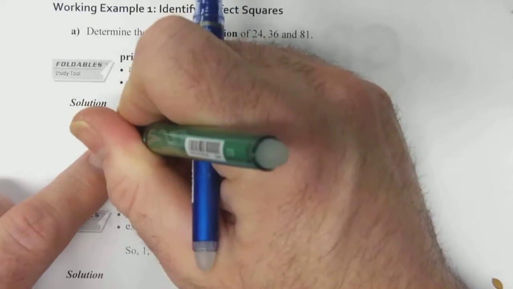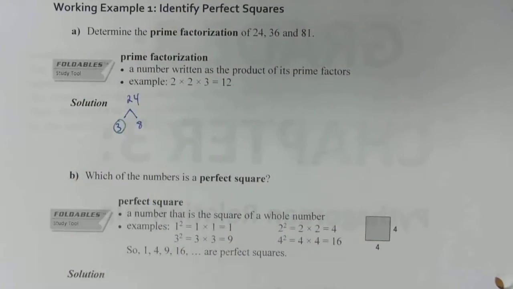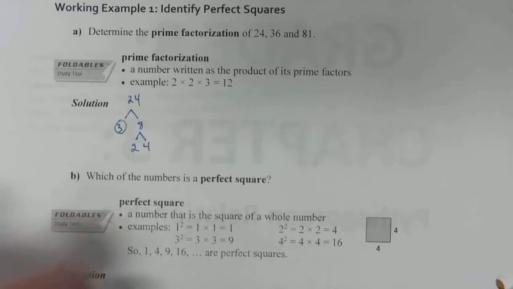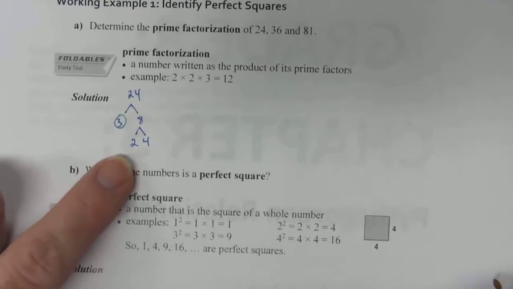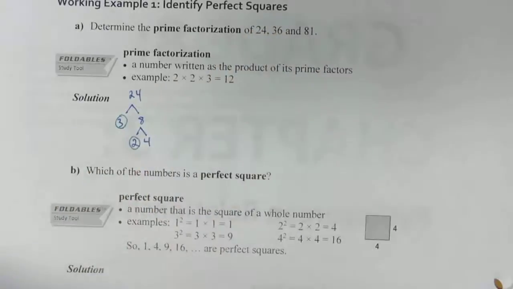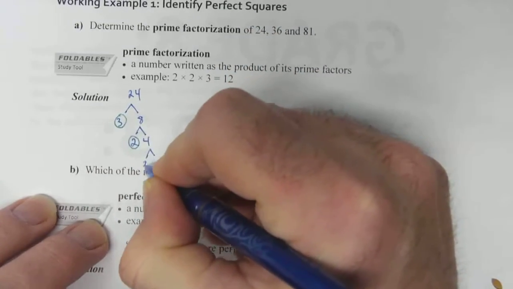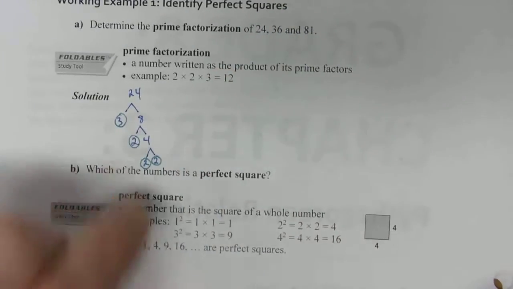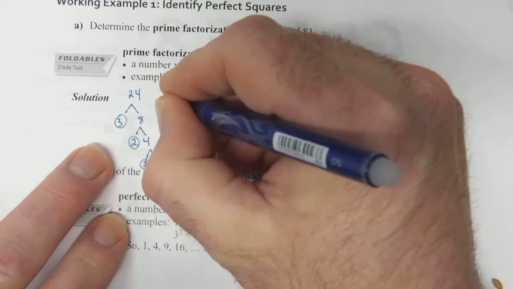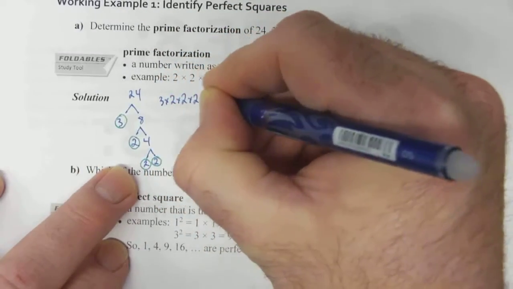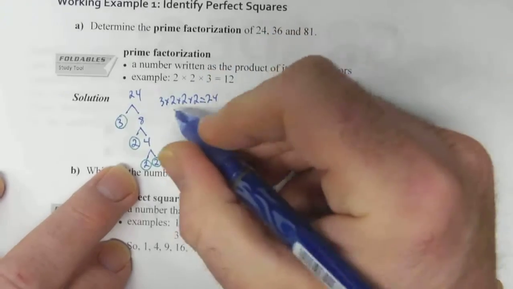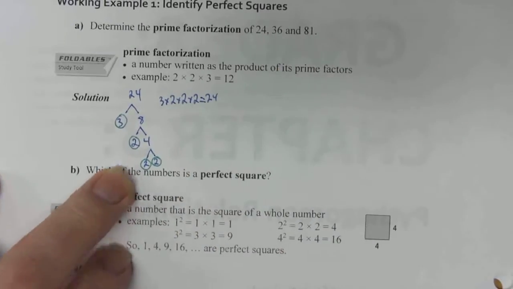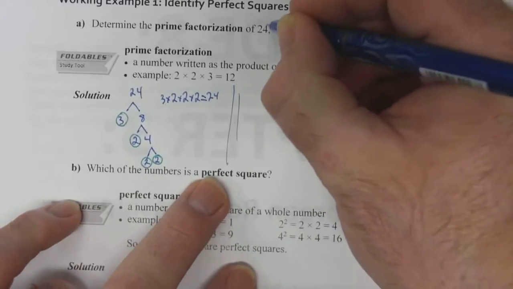So 3 is prime, so I'm going to circle that. 8 is not prime. It can be divided into the pairing of 2 and 4. 2 times 4 gives you 8. Now 2 is prime, so I'm going to circle that. But 4 is not. It can be broken down further into 2 times 2. So the numbers that I have circled here multiply together to give you the prime factorization for 24. So 3 times 2 is 6, times 2 is 12, times 2 is 24. So that is your prime factorization of 24. That's the solution for 24.